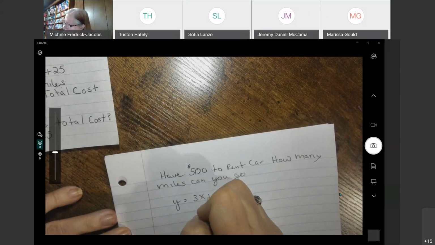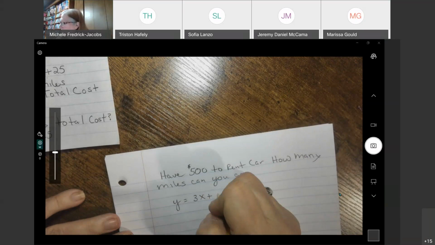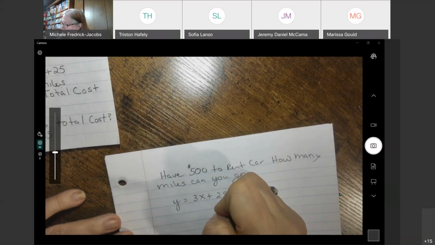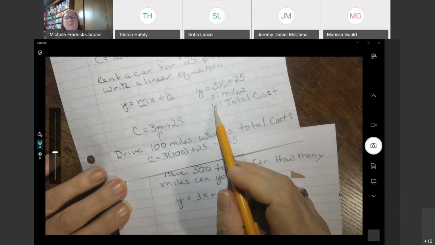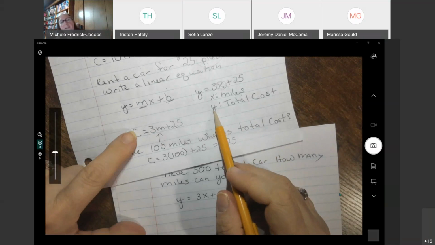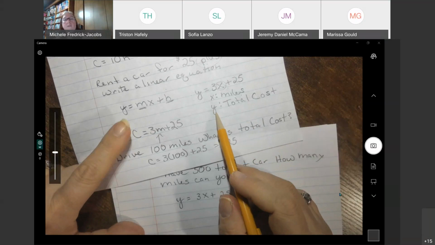Exactly. Yes, because this is total cost for Y, or if you're using C, that's our cost, you would plug it in for the Y or the C, whichever one you're using.